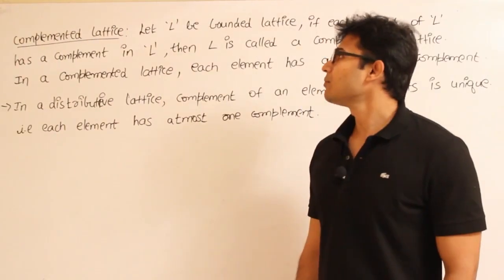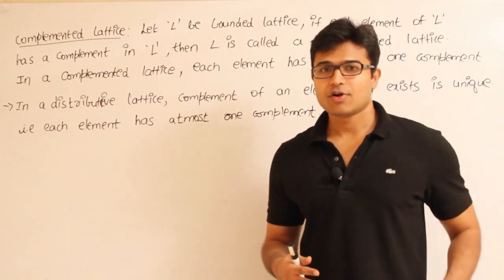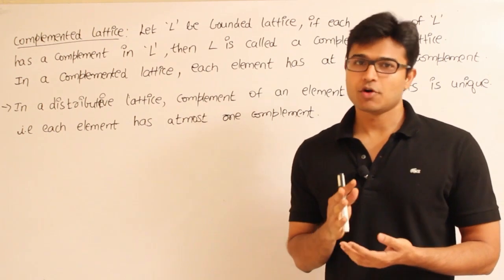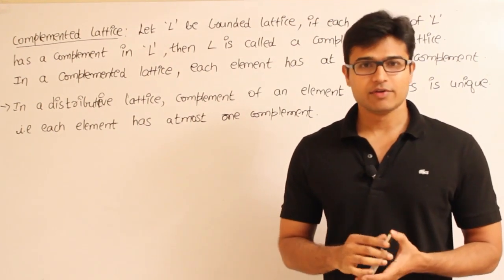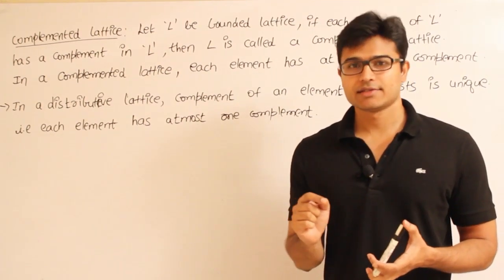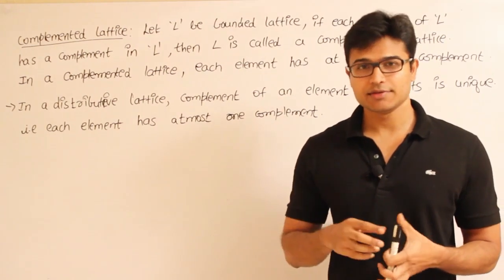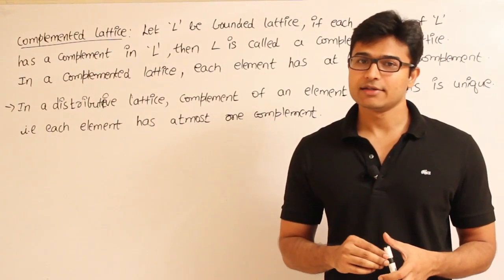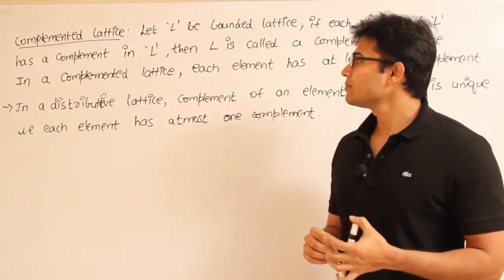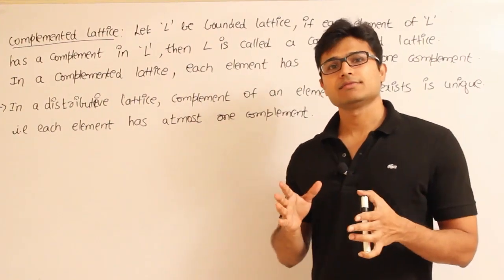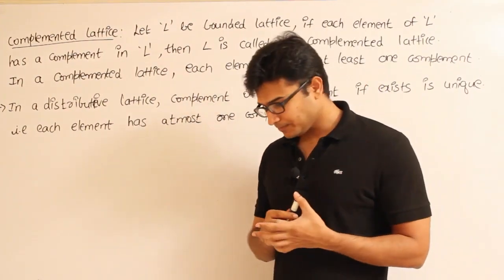Now let's see the complemented lattice. So what is a complemented lattice? You know what a complement is, right? So if every element of the lattice has a complement, then we can say that it is a complemented lattice. Okay, so what I mean by this is you should be having some complement, that's it.